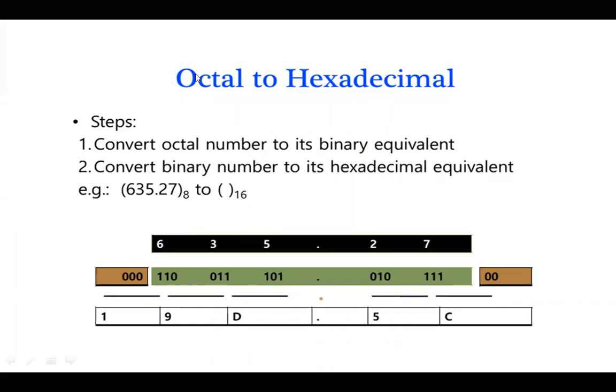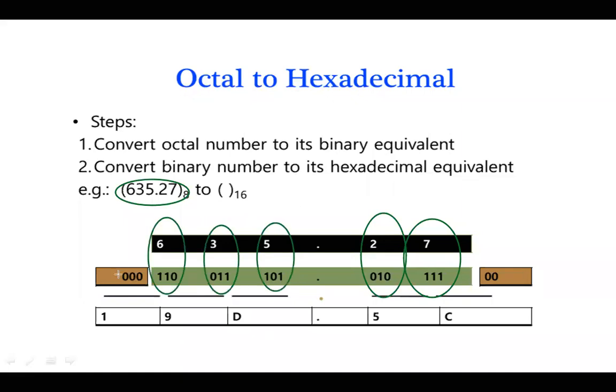So let us convert this number to binary. What is 2 equal to? 2 will be equal to 010. 7 is equal to 111. After that, I don't require this, this is not required for us. What is 5 equal to? 101. 3 is equal to 011. 6 is 110. This is also not required for us. Now, we have converted octal to binary.